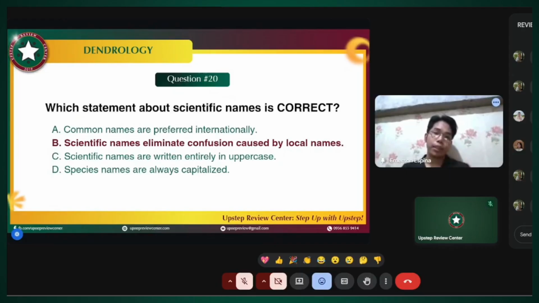Scientific names are indeed helpful in eliminating confusion caused by local names. So why is that? Common names vary. However, scientific names reduce confusion because they are the same in all literature and scientific studies. So that helps in avoiding confusion. How does it help? The main purpose of the nomenclature is universal communication among scientists and foresters worldwide. So that's how important it is.